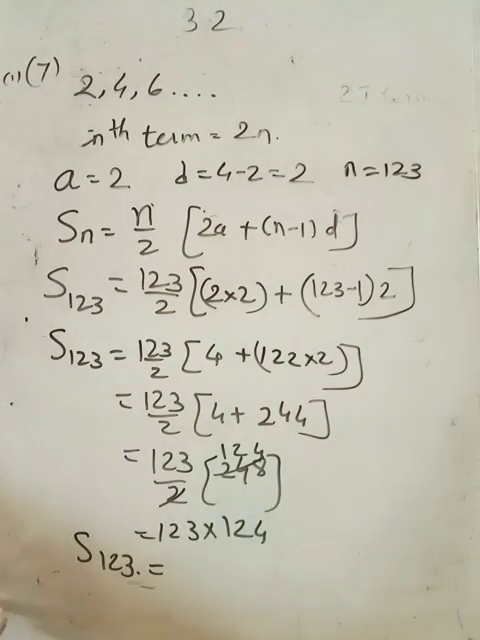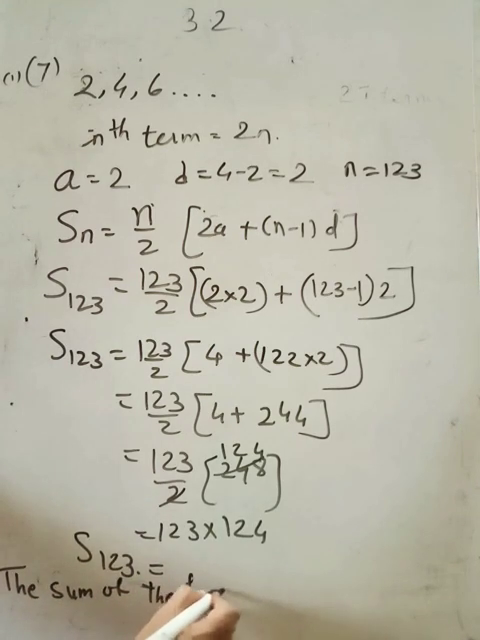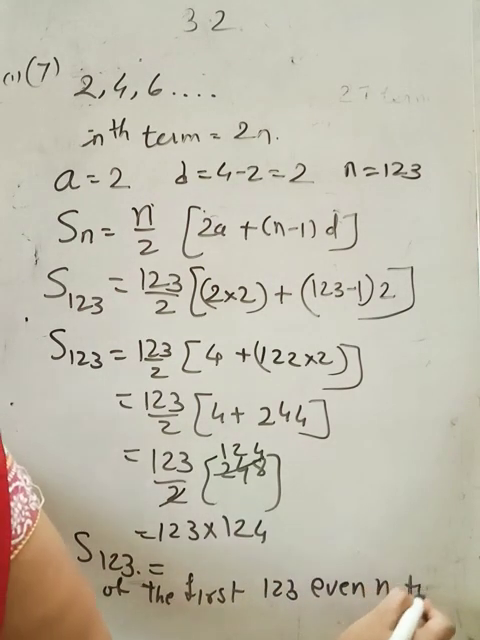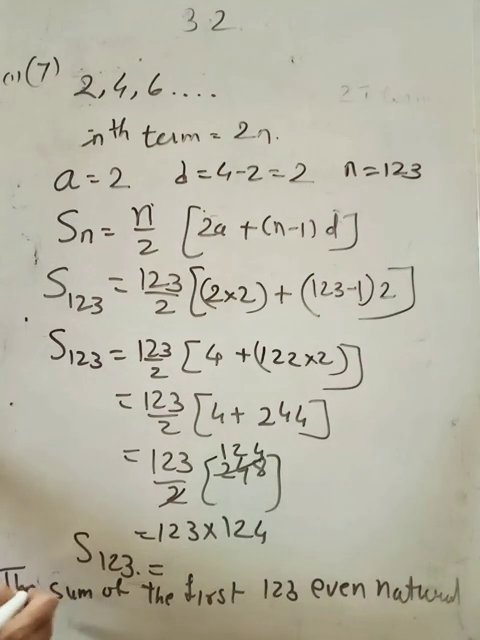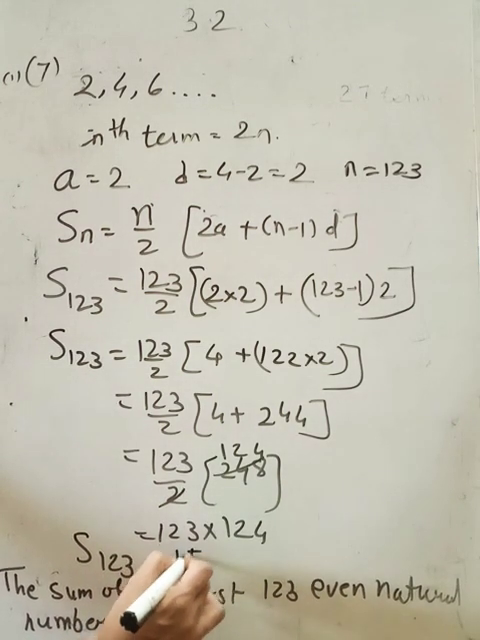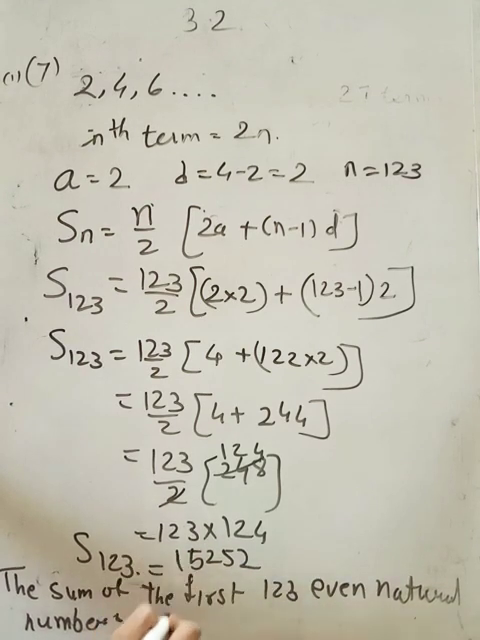So whatever is the answer, that will be the answer of the first 123 even terms. So just do it and tell me. Write the final answer: the sum of the first 123 even natural numbers is, anybody got the answer? I think it is 15,252. Yes, 15252.